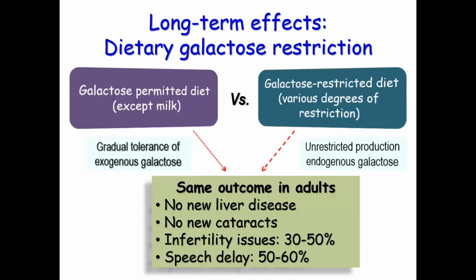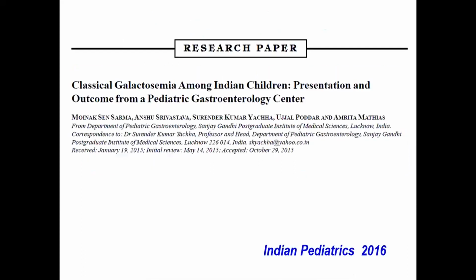What are the long-term effects of consuming dietary galactose? Well, dietary galactose, those who have been permitted versus those who have been restricted in adults, they have said that there is no new liver disease and there are no new cataracts that occur. So dietary galactose in the form of vegetables and fruits are allowed, but obviously you cannot take milk.